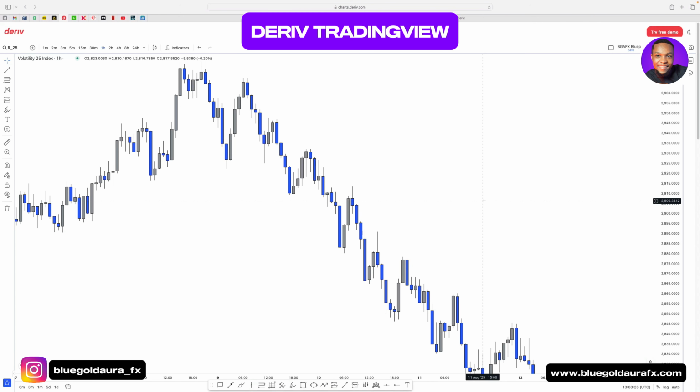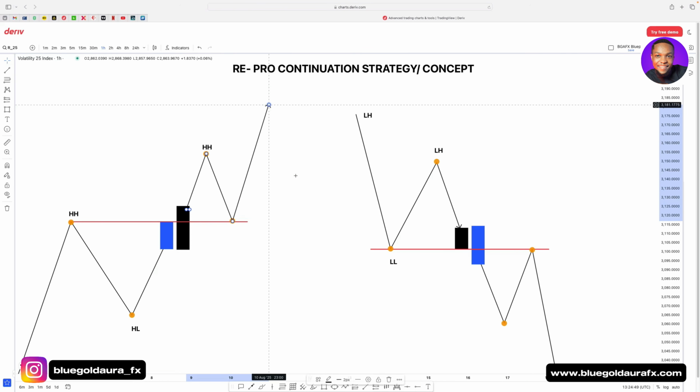I'm going to share one of the concepts that I use to trade, scalp or swing trade. And obviously this is going to work so much when you are using higher time frames like the D1 time frame, H4. The higher the time frame, the better the concept, right? M30 and so forth. These are some of the best. So I call this the repro continuation strategy or concept.